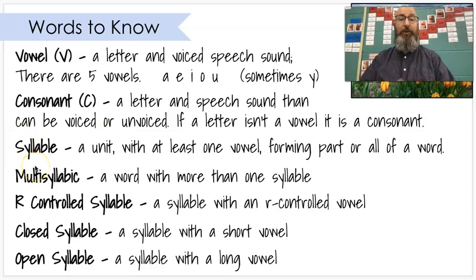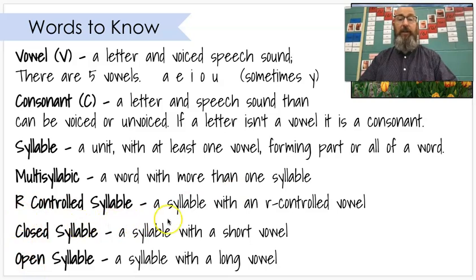Now, a syllable is a unit, and a unit can be part of a word or a whole word with at least one vowel. Multisyllabic means it's a word with more than one syllable. Multi means many, syllabic means syllable. So multisyllabic is many syllables, which means more than one. Now, the 3 kinds of syllable types we're going to see today.